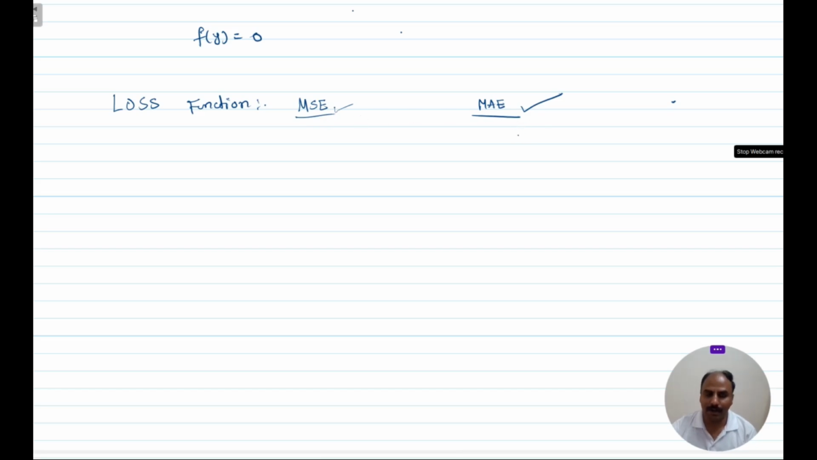Okay, so if I come to this one, the formula for the mean square error is 1 by n summation of i equal to 1 to n, yi minus y cap i, squared. And for the mean absolute error, it is simply 1 by n summation of i equal to 1 to n, absolute value of yi minus yi predicted. This is i, not 1.